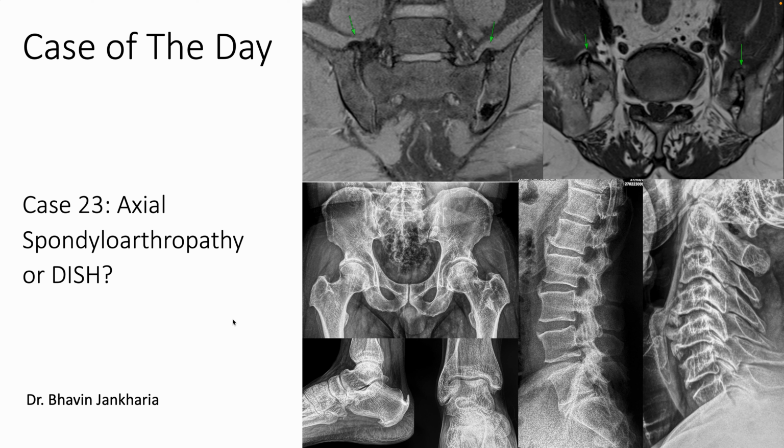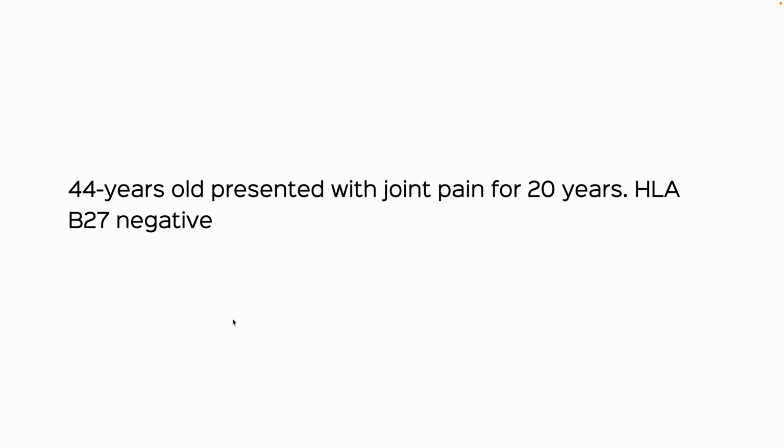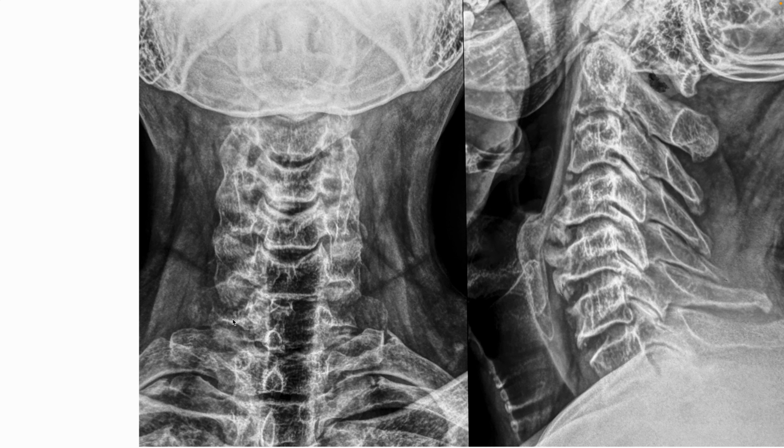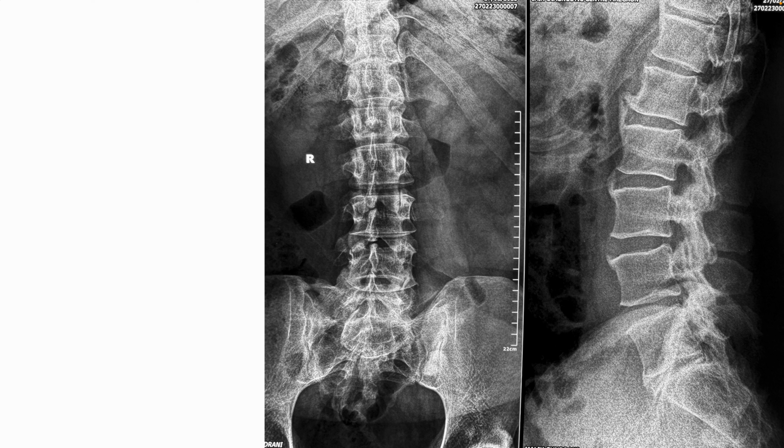Axial spondyloarthropathy or DISH? So this 44-year-old presented with joint pain for 20 years, HLA-B27 negative, and it's been progressing, and the patient has variably been diagnosed as having an axial spondyloarthropathy. And then some have said no, and this came for an opinion this morning, and we can see these flowing osteophytes in the mid cervical spine indenting the esophagus. I don't know if the patient has dysphagia.